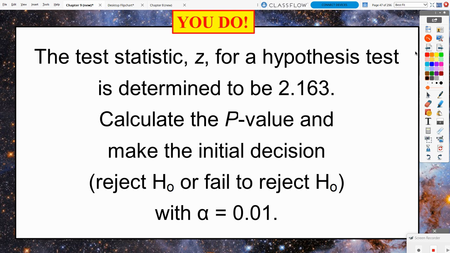So I have a you-do problem here. The test statistic Z for a hypothesis test is determined to be 2.163. So imagine I already did all the dirty work for you, and I said, here's the test statistic. What I want you all to do is to calculate the p-value and make the initial decision. Just tell me, are you going to reject or fail to reject the null hypothesis with an alpha or significance level of 1%?